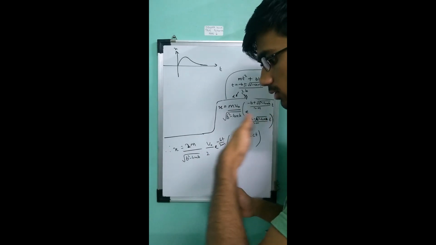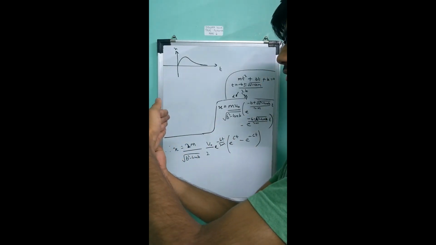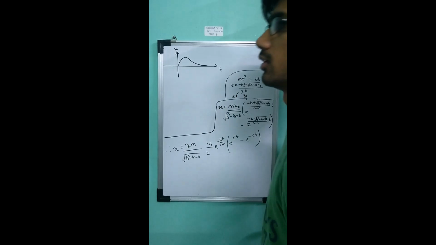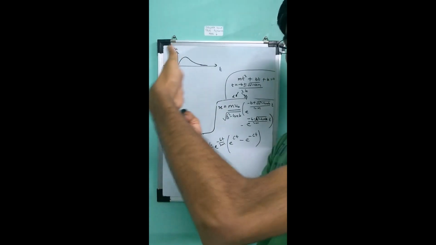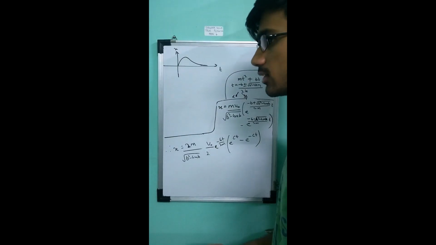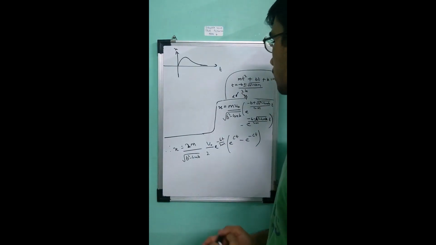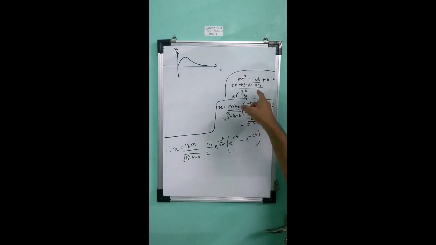So it will be like this. This is the mean position. At t equals infinity, you stop here. So that's the case. But what if the discriminant is less than 0?